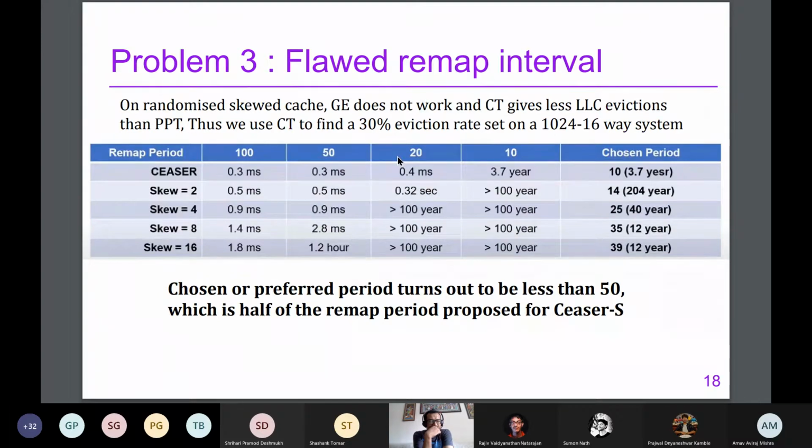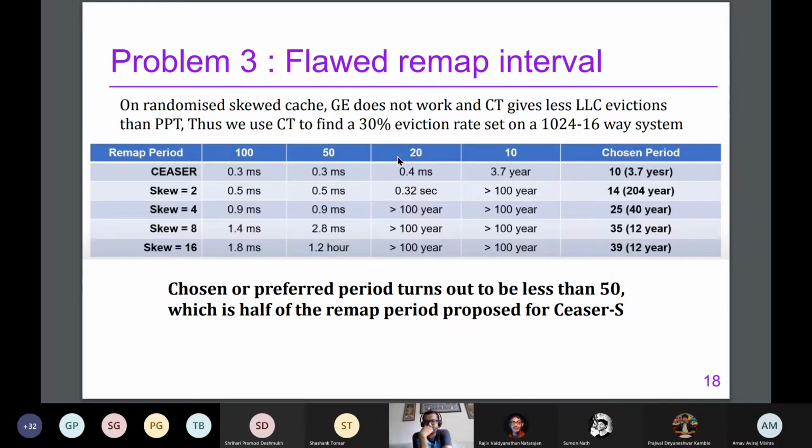Yeah, here we did an experiment in which we took a CT algorithm, and since CT gives fewer evictions as per the PPT, we thought, okay, let's take the CT algorithm to find out the 25 set cache, which gave a 30% eviction rate on various cache design scenarios like Caesar, Q2, and Q4.